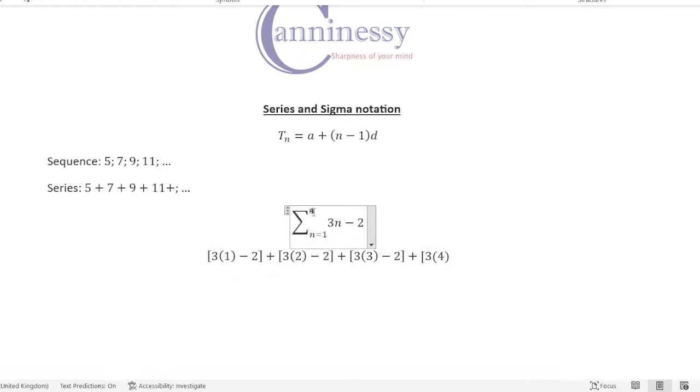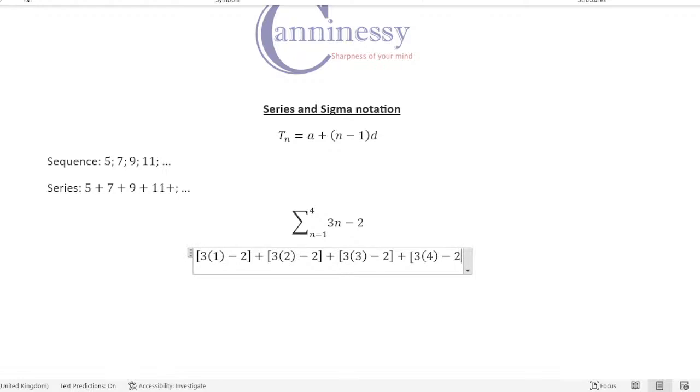The number at the top represents the last term of this sigma notation, and the n at the bottom, remember, is not necessarily n. It can be i, it can be k, it can be any variable. So in this case we're using n, right? Then minus 2, close brackets. So what will be the sum of these terms?